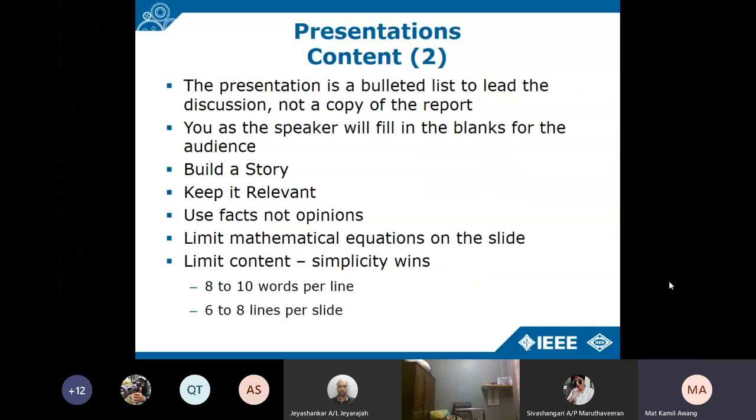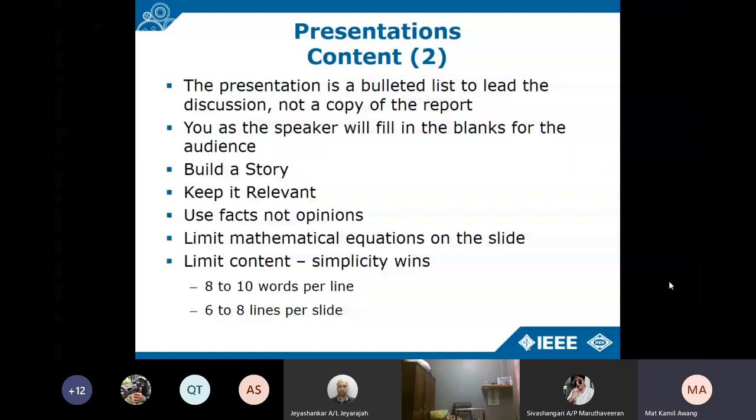So the presentation is a bulleted list to lead the discussion. It's not a copy of the report. You just put the important bullet points, and you as the speaker will fill in the blanks for the audience. So you speak, you add to the bullet points when you speak.